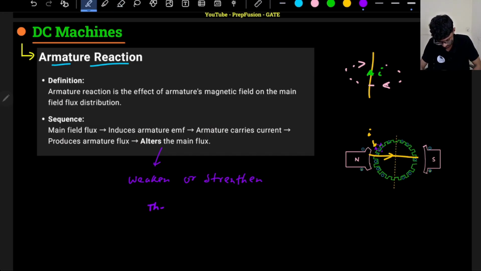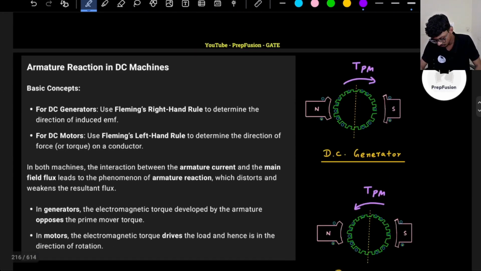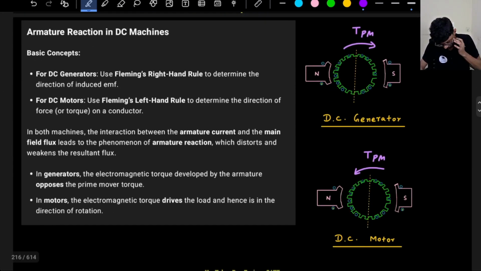The main field flux. Okay, any one of them. So yeah, that is what we want to know, we want to understand.